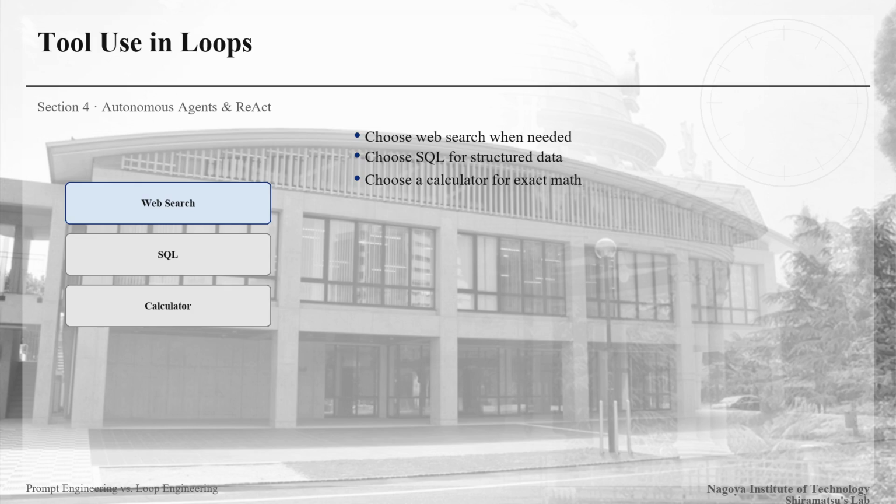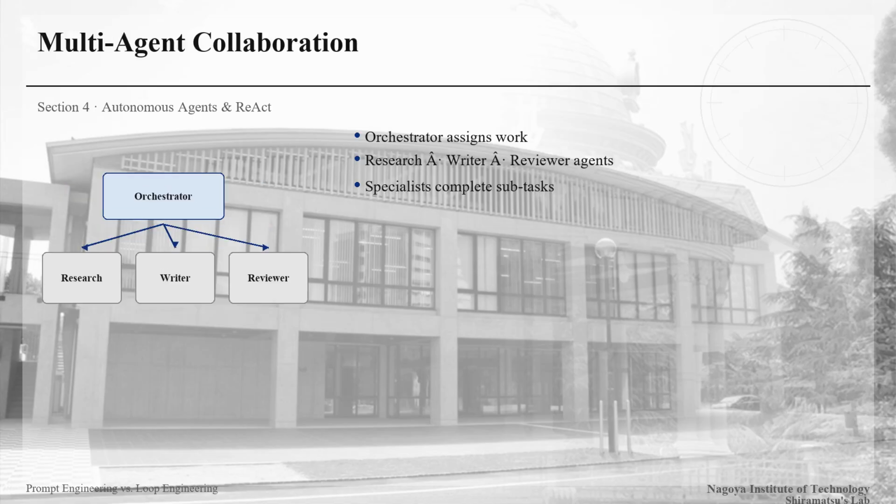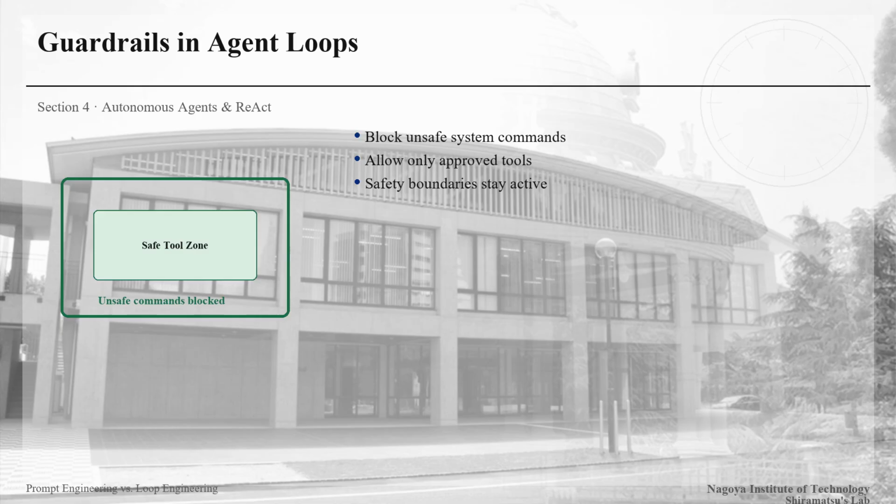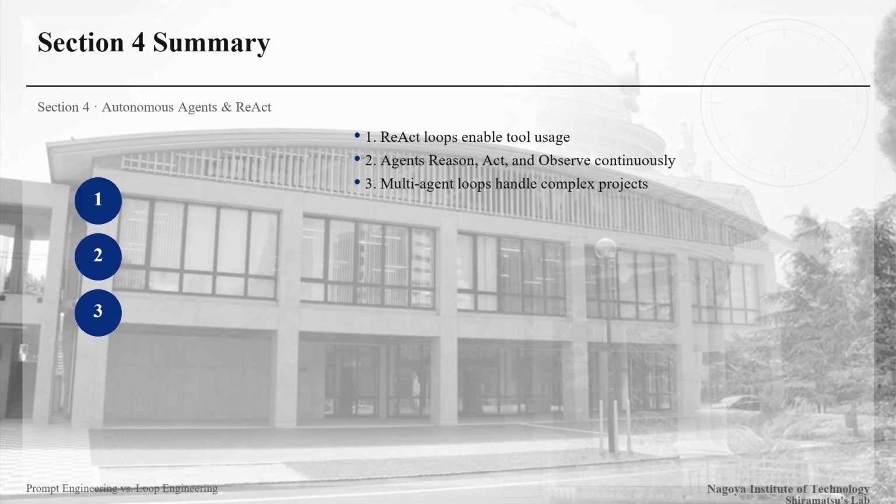Across loops, the agent picks tools dynamically: web search, SQL, or a calculator. In multi-agent systems, an orchestrator assigns work to specialist agents, such as research, writing, and review. Guardrails block unsafe actions, such as dangerous system commands, while loops keep running. Section 4 takeaways. React enables tools, agents cycle through reason, act, observe, and multi-agent loops tackle complex projects.